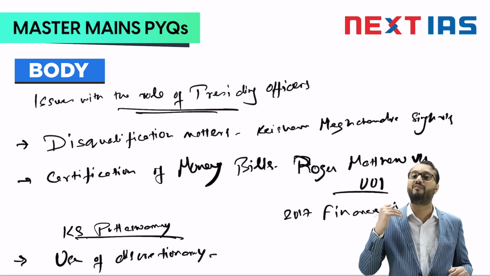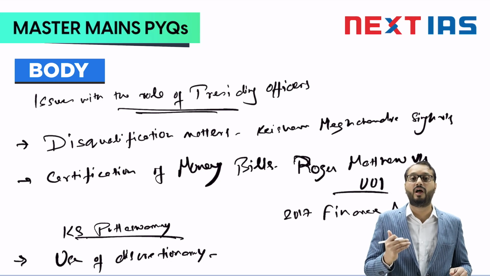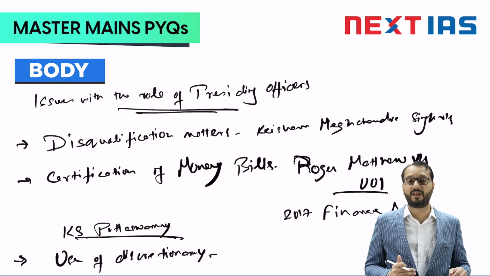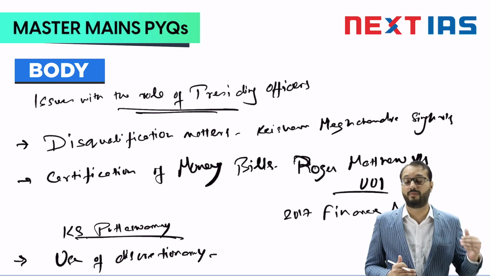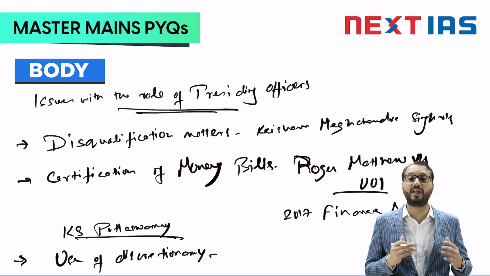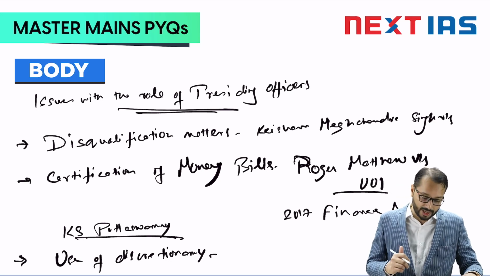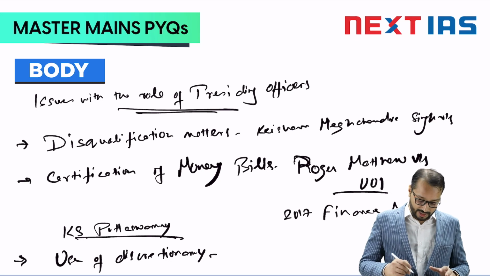Similarly, there is a falling trend of bills not being referred to the committee stage, right? Very few bills are being sent to the committee stage for detailed scrutiny, which again is a discretionary power of the speaker, right? So this again is a big concern.